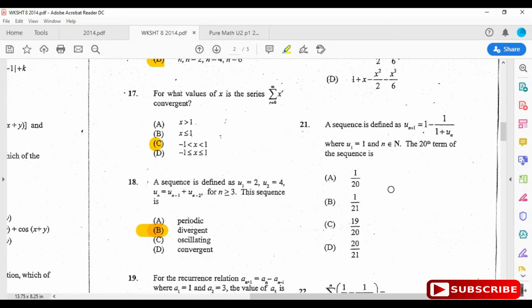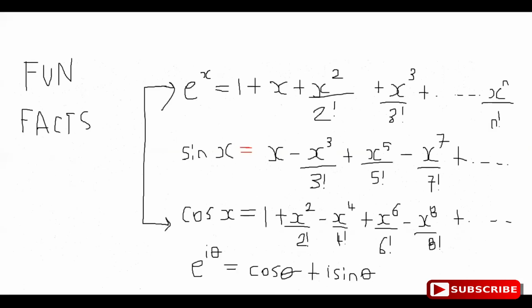All right, let's go. So now, this question gives us that u(n+1) is equal to 1 minus 1 over 1 plus un, and asks us to find the 20th term. There's pretty much going to be a pattern. So u1 is 1, and we need to look at the pattern that we're going to be getting consistently.